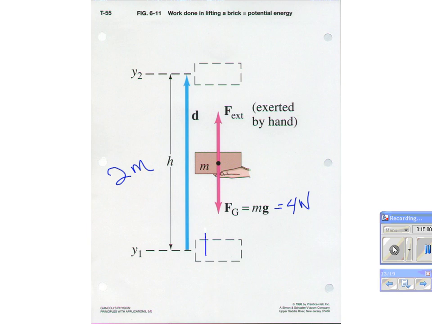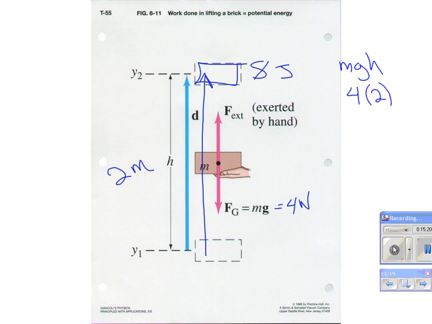Lifting it from here to here, I have done 8 joules of work. And now notice that my brick is located up here. How much potential energy does it have? 8 joules. And you could know that because that's how much work I did on it. Or you could do the equation we just said, mgh. mg is how much it weighs, and h is how high it is above wherever I'm going to drop it to, and that tells me that it has 8 joules of potential energy.